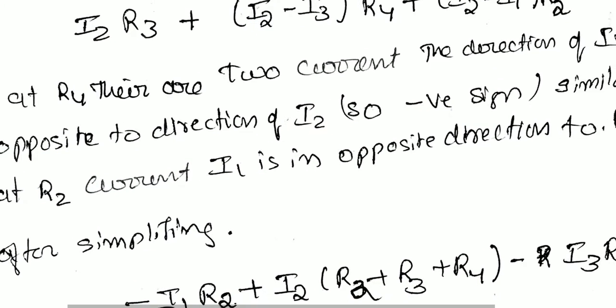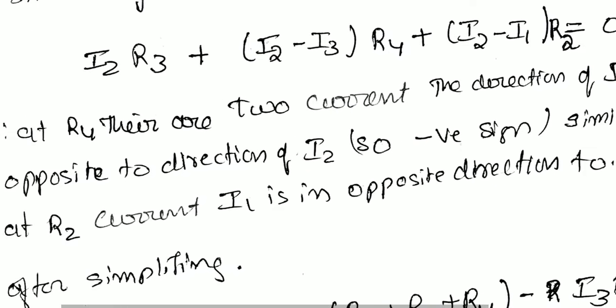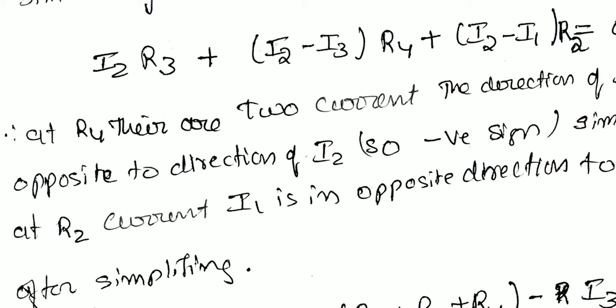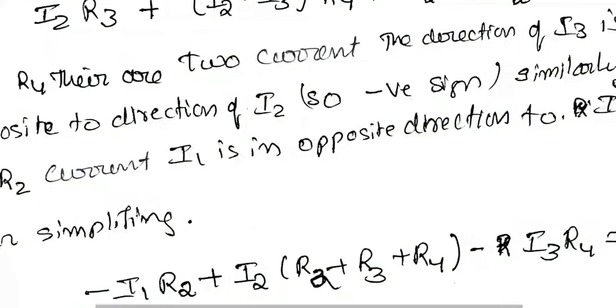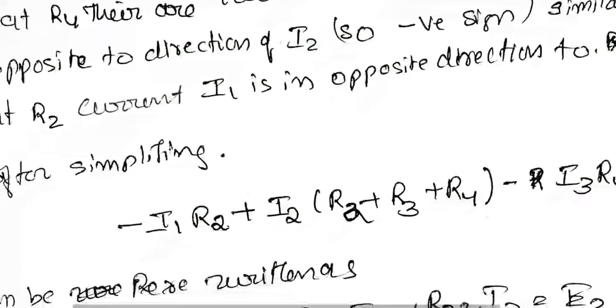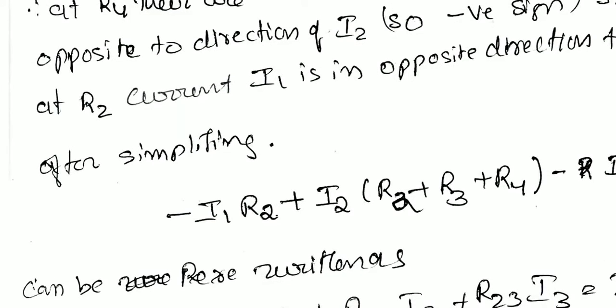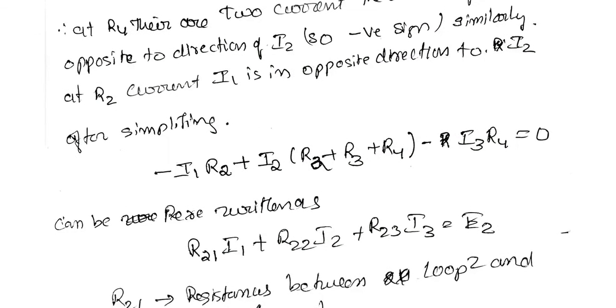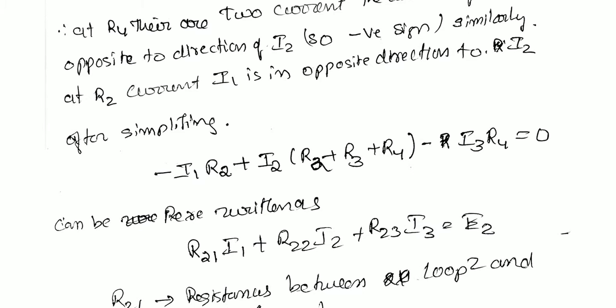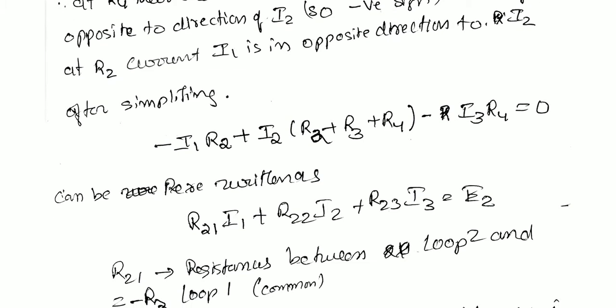So at R4 there are two currents. The direction of I3 is opposite to the direction of I2, so the negative sign. Similarly, at R2 the current I1 is opposite to the direction of I2, so it is negative. After simplifying, it looks like this: minus I1 into R2 plus I2 into R2 plus R3 plus R4 minus I3 into R4 is equal to 0.